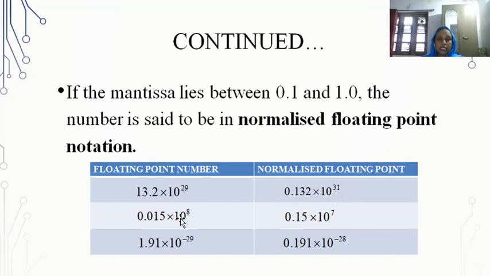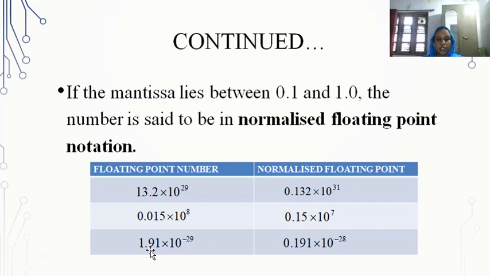Similarly, the second example, here there is 0.015 into 10 raised to 8. Here, after the decimal point, there is 0. This is not in the normalized form. So, we can write like this: 0.15 into 10 raised to 7. So, here this is called the normalized floating point representation. This mantissa part is always greater than 0.1 and less than 1.